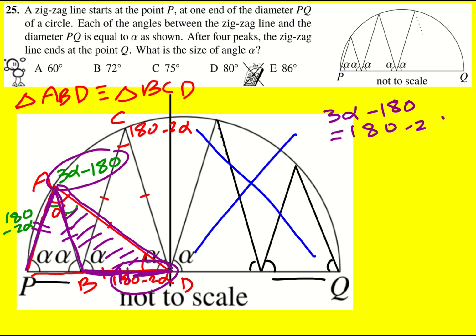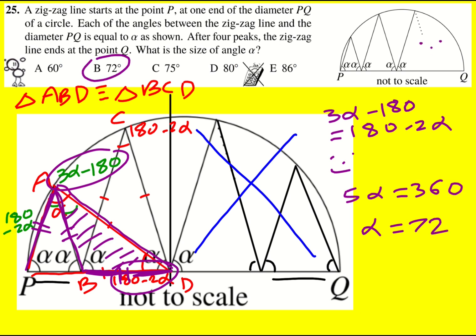And finally, after all of this effort, I've got myself an equation involving alpha. I can add 2 alpha to both sides and add 180 to both sides, so 5 alpha is 360. Then divide by 5, effectively by dividing by 10 to give 36 and times by 2. Alpha is 72 degrees. Well done.